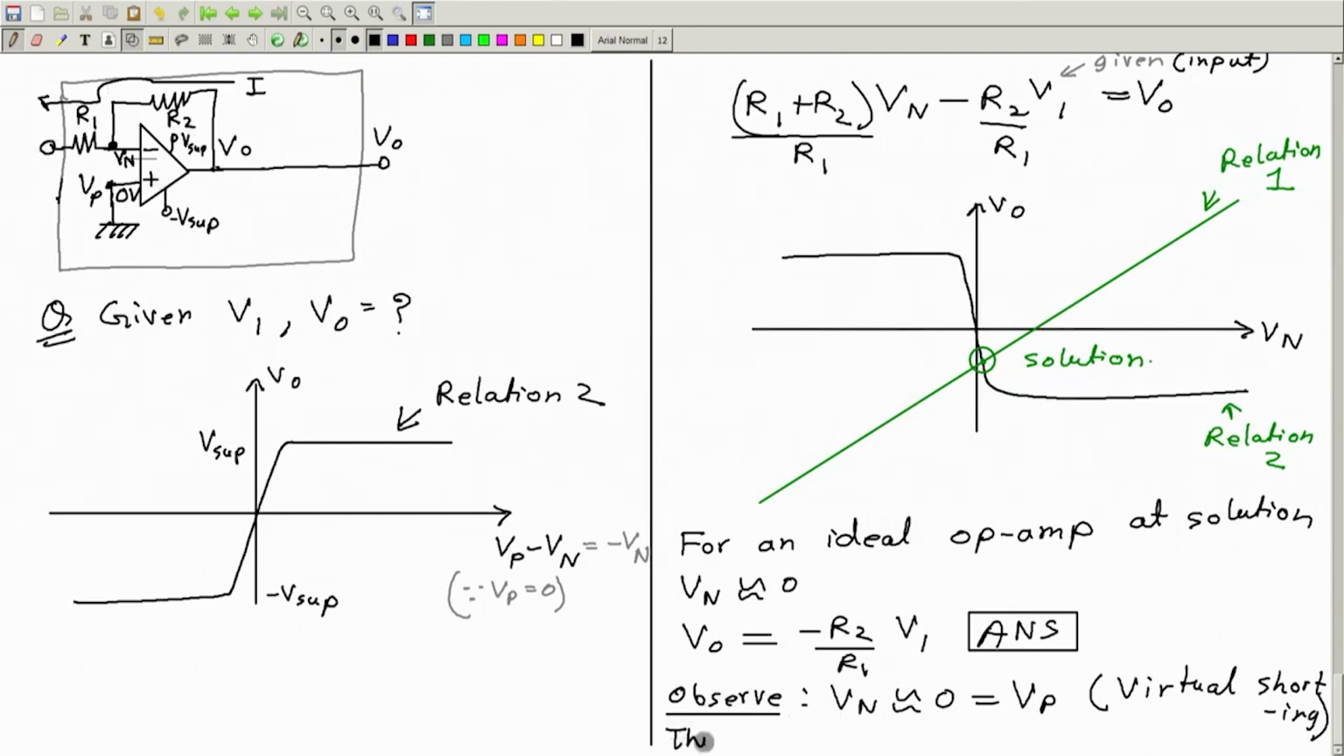This is a property of this circuit, but not in general. So that's virtual shorting.